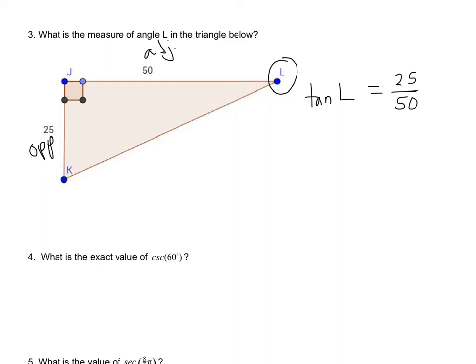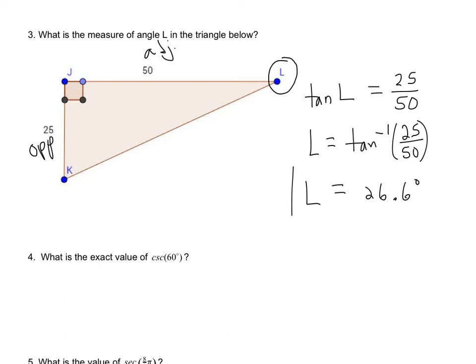That's opposite over adjacent. And if you recall, when you have the trig ratio and you want the angle, we simply take the inverse tangent of that. So we'll just take the inverse tangent of 25 over 50, or we could certainly do a half, because 25 over 50 is a half, and we get 26.6 degrees. So find the angle pretty easy. You just set up the ratio, you take your inverse trig ratio.